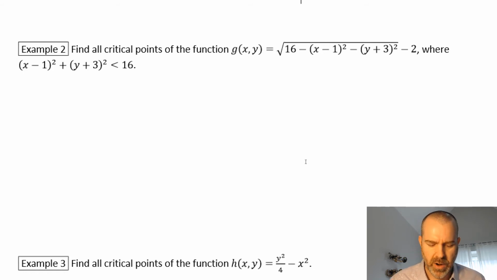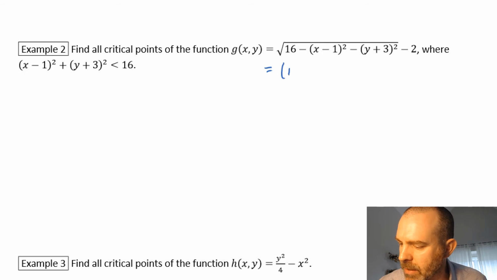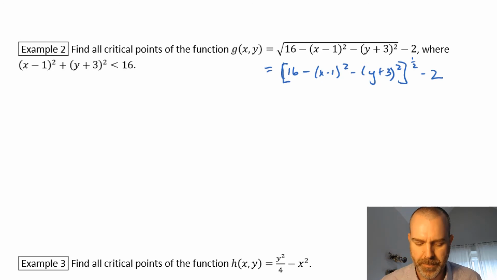And let's take a look here. We need to find the derivative. Let's write g of x here as 16 minus, I'm going to put a bracket there, (x minus 1) squared minus (y plus 3) squared, all of that to the 1/2, minus 2. And we'll then do the chain rule.